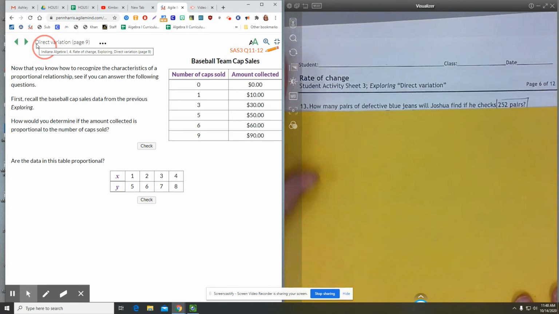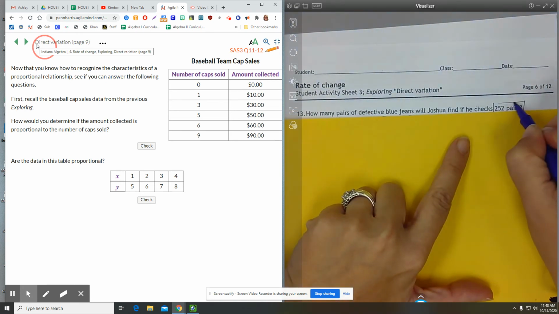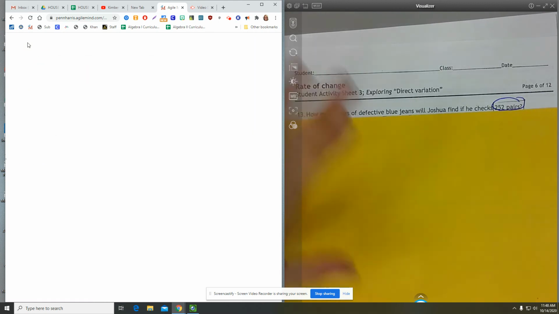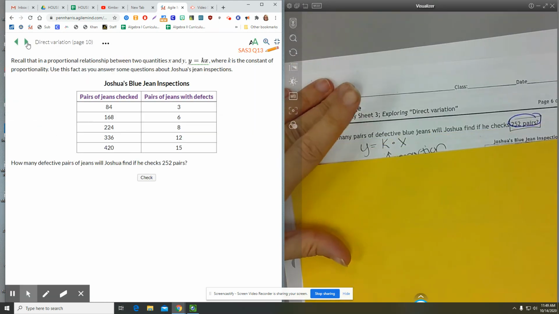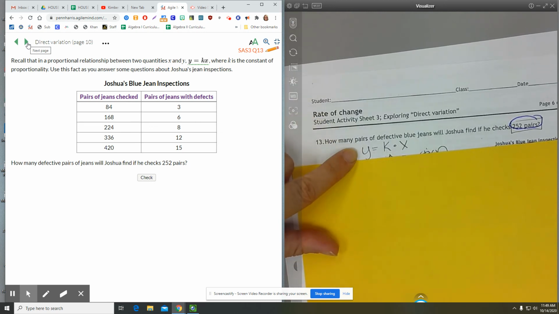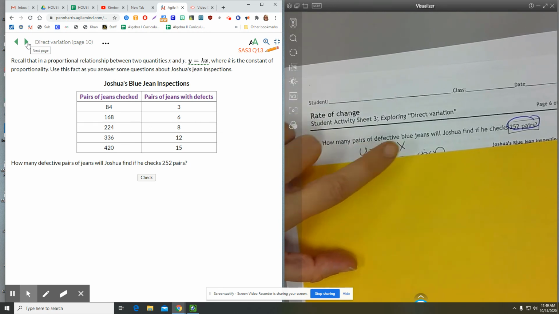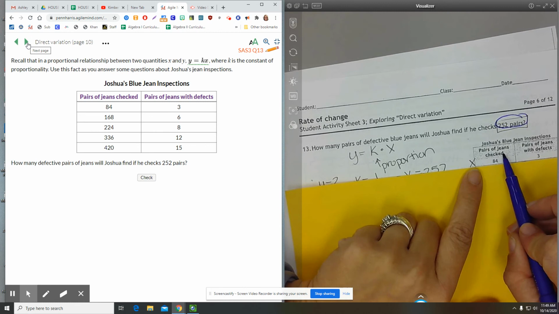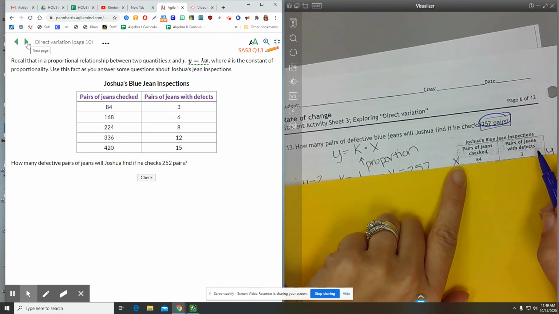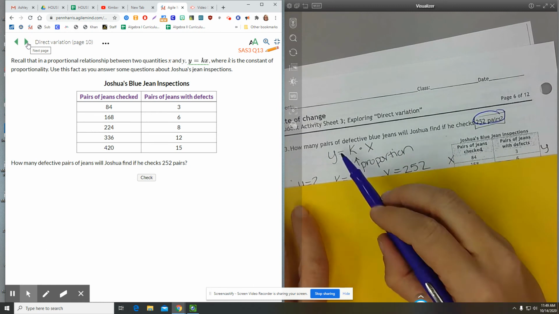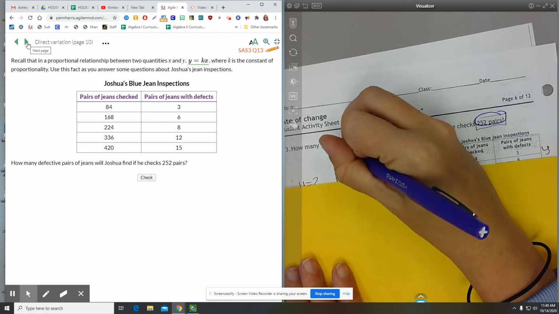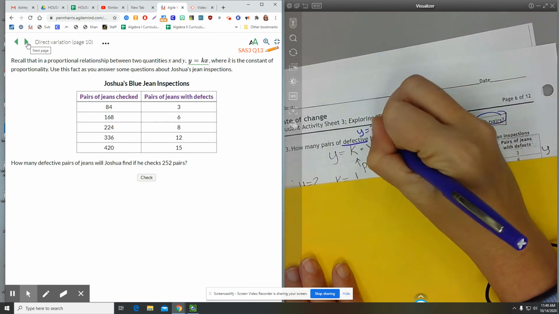Okay, let's look at number 13. They want to know if we check 252 pairs, how many defects are we going to find? Okay, so this is question 13. If we check 252 pairs, what are we going to find? Well, the first thing, guys, let's talk about our equation. I said y equals k times x. Remember, x stands for the pairs checked. Y stands for the pairs with defects. So this y is the number of defects. We don't know. This is our y, and it's unknown.